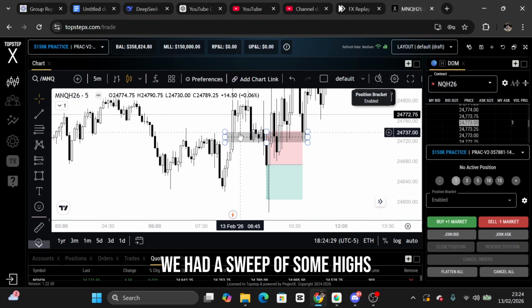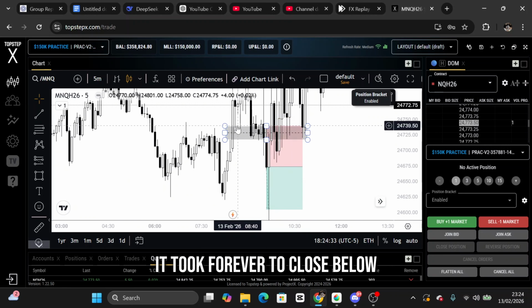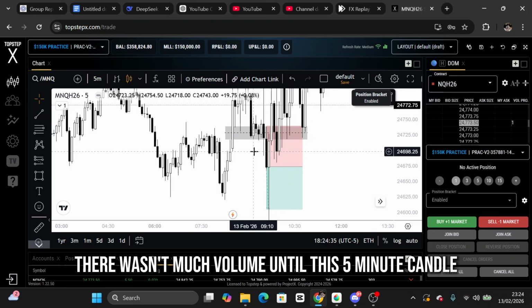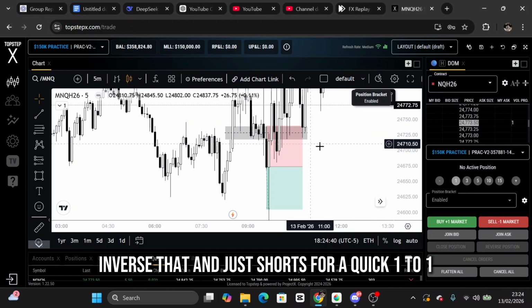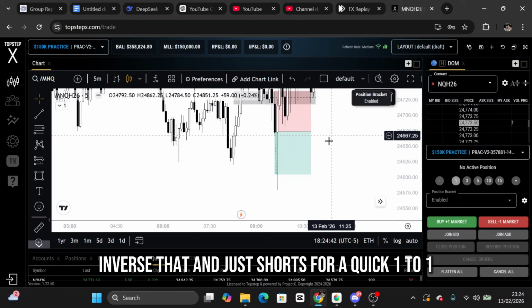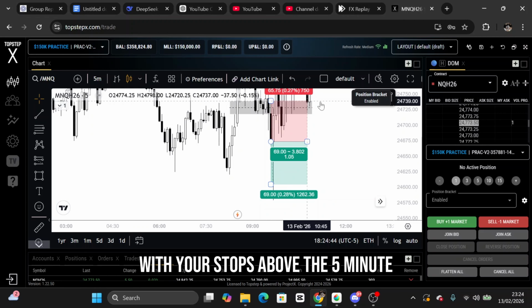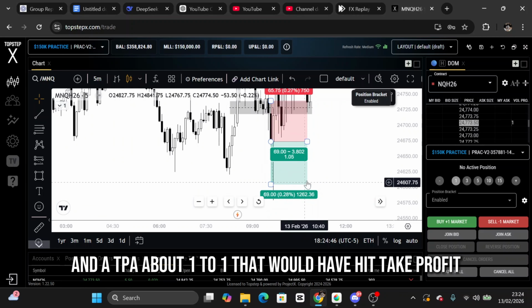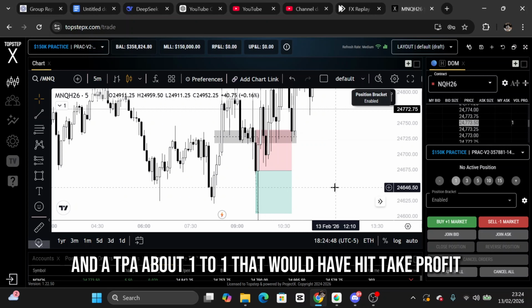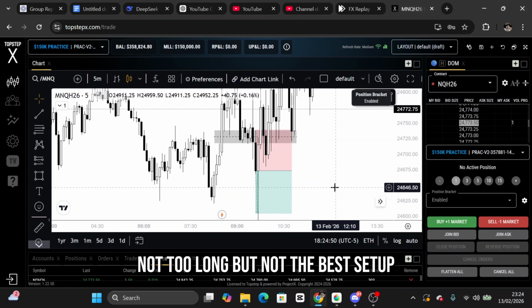We had the sweep of some highs. We had a 5-minute inversion. It took forever to close below. There wasn't much volume until this 5-minute candle inversed that, and you just short for a quick 1-to-1 with your stop above the 5-minute and a TP about 1-to-1. That would have hit take profit. Not too long.